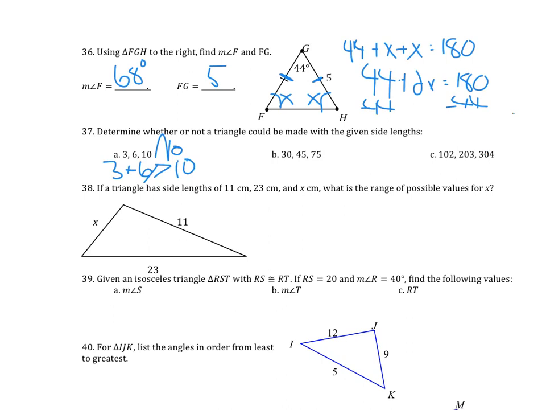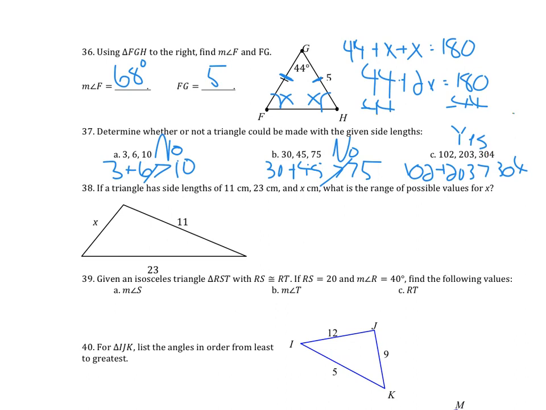For B, 30 plus 45, is that greater than 75? No, it's equal, but we have to be greater. So that doesn't work, so that's a no. Last one. 102 plus 203, is that greater than 304? Yes. So that is the only one of the three that actually is a triangle. The other ones are not.